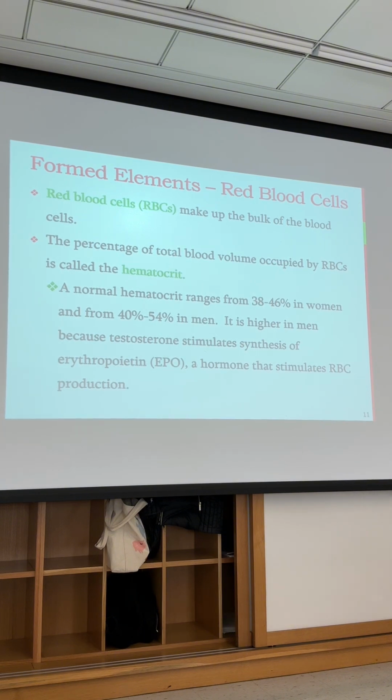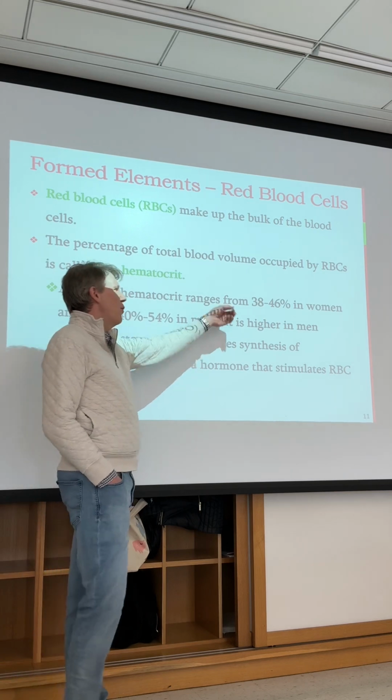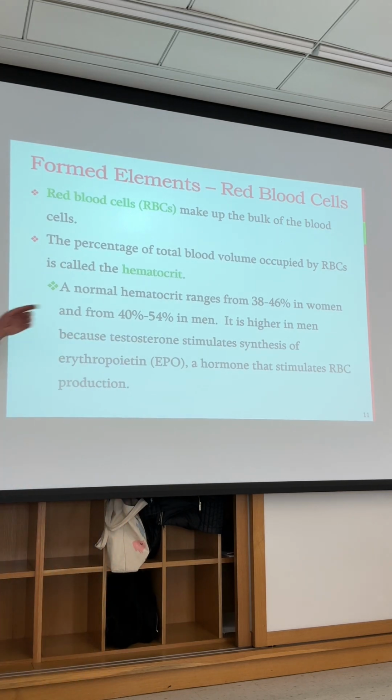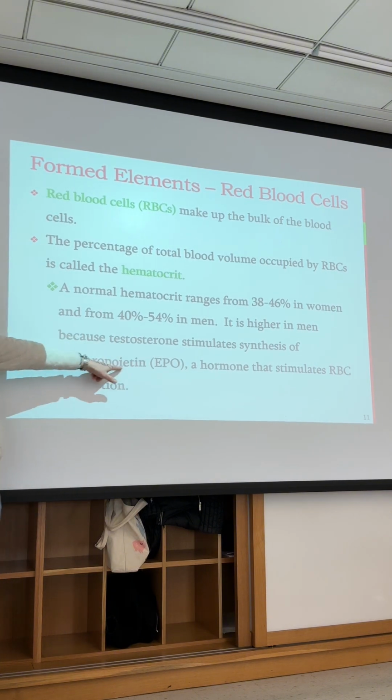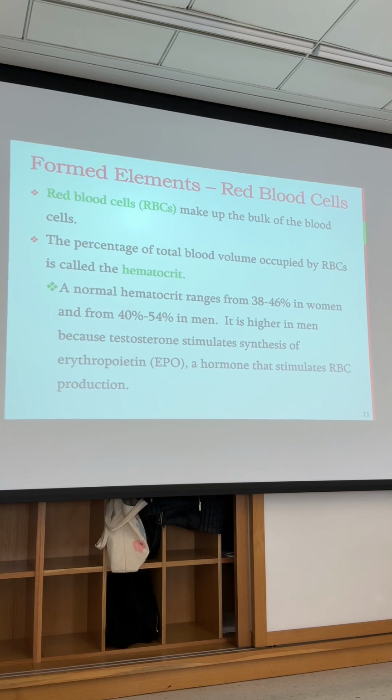In a woman, it's somewhere around 38 to 46% is normal, and in a man, it's 40 to 54%. The reason it's higher in men is because testosterone stimulates the synthesis of erythropoietin, which we'll talk about in a little bit, and that's a hormone that causes red blood cell production. So more testosterone leads to more EPO, which leads to more red blood cell production.